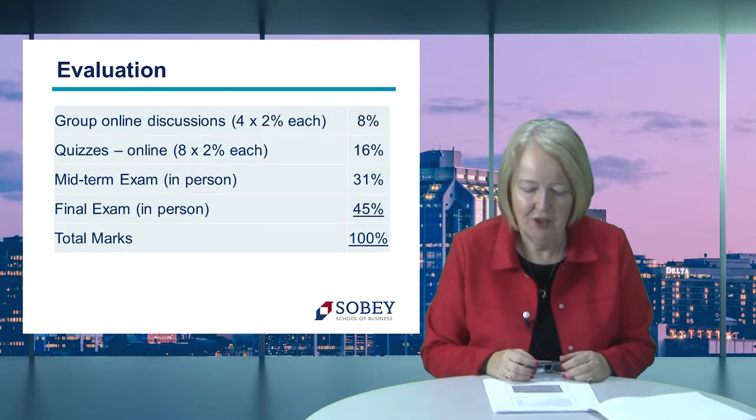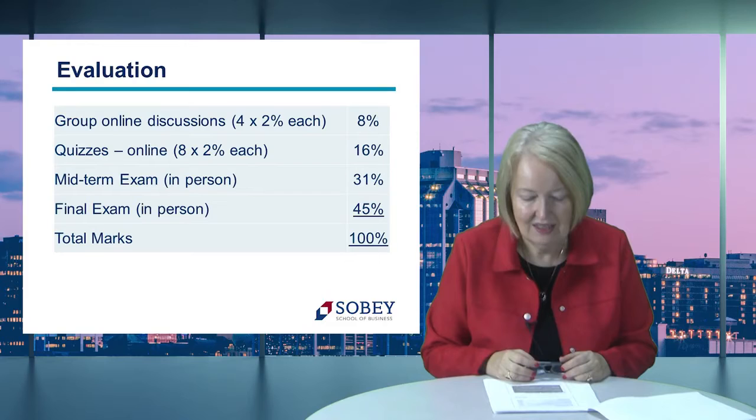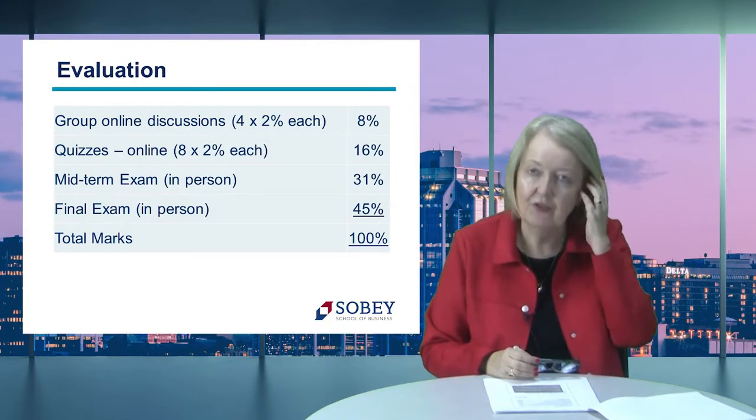Now for the important and interesting items about the course, the evaluation. First of all, we have online group discussions. We have 4 of those for 2% each, a total of 8%. Then we have online quizzes, 8 of those at 2% each for a total of 16%. The midterm exam is worth 31%. It's in person. The final exam is in person as well, 45%, for a total of 100 marks.